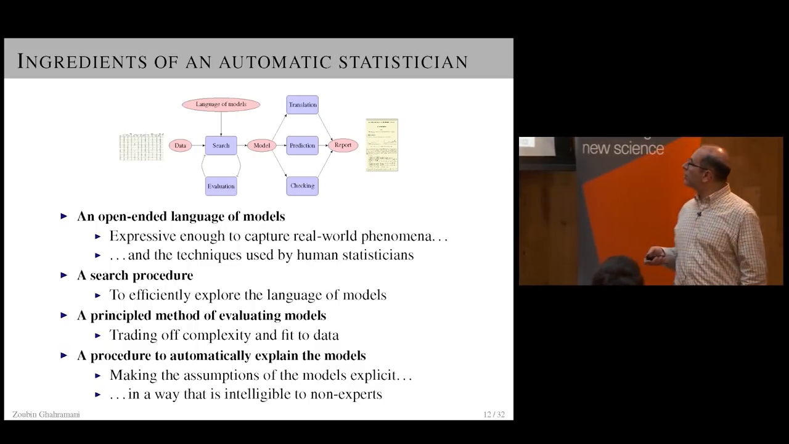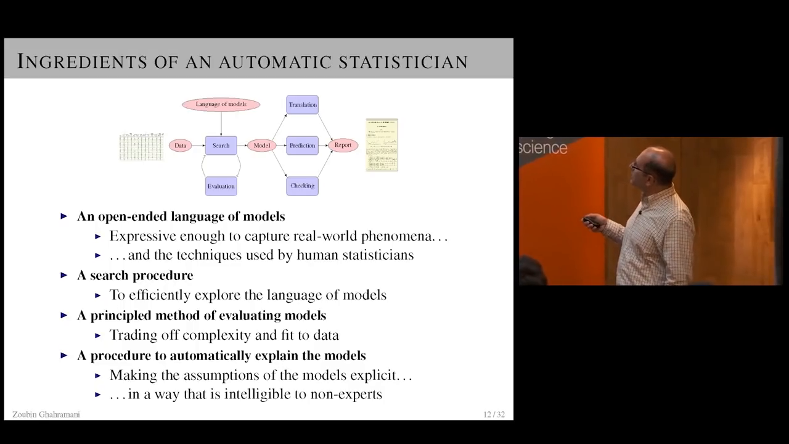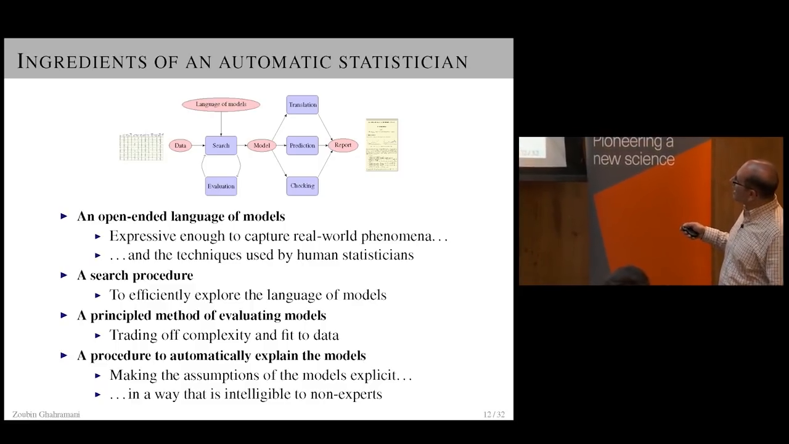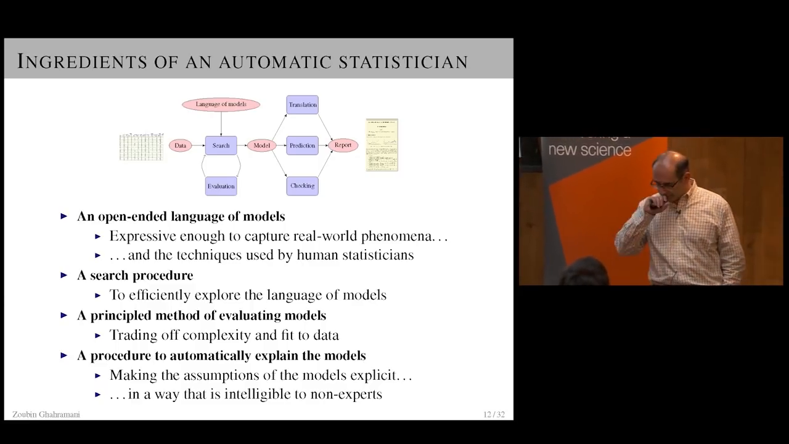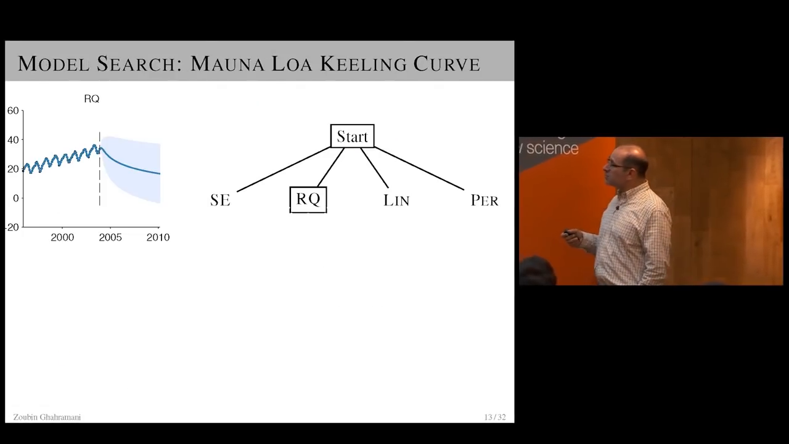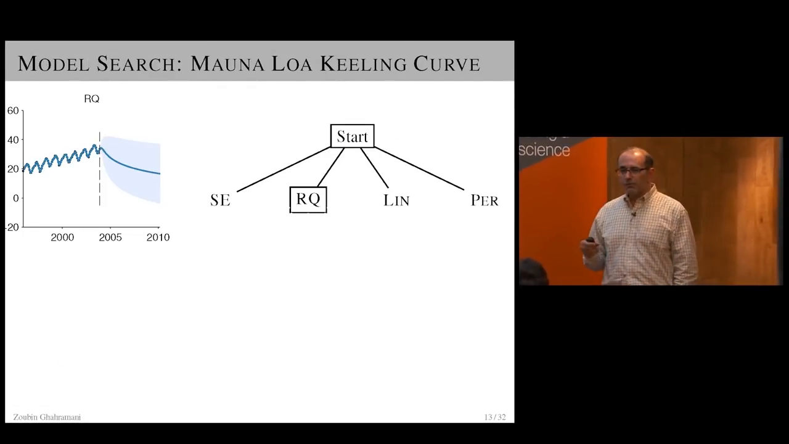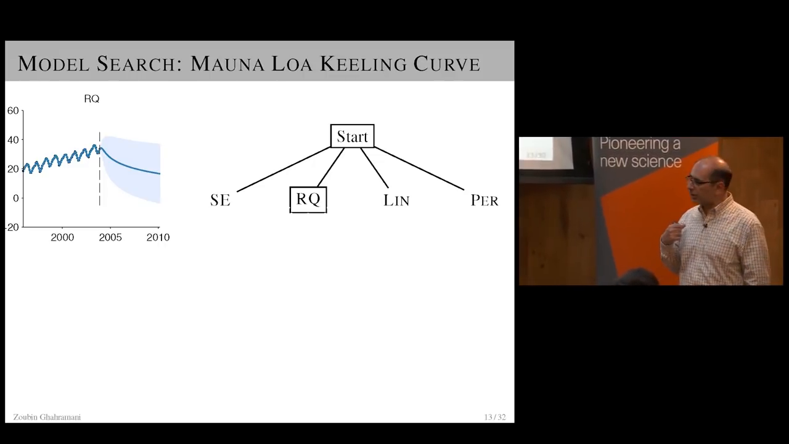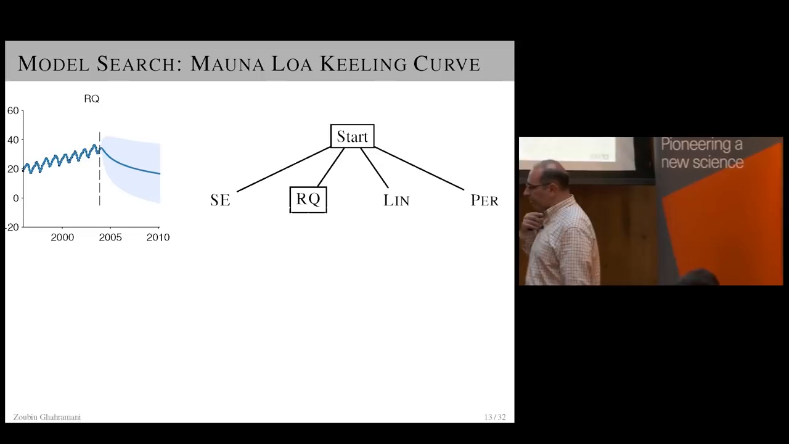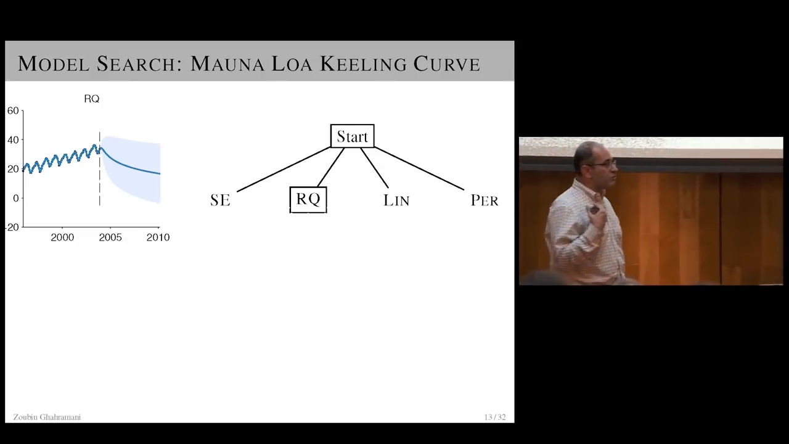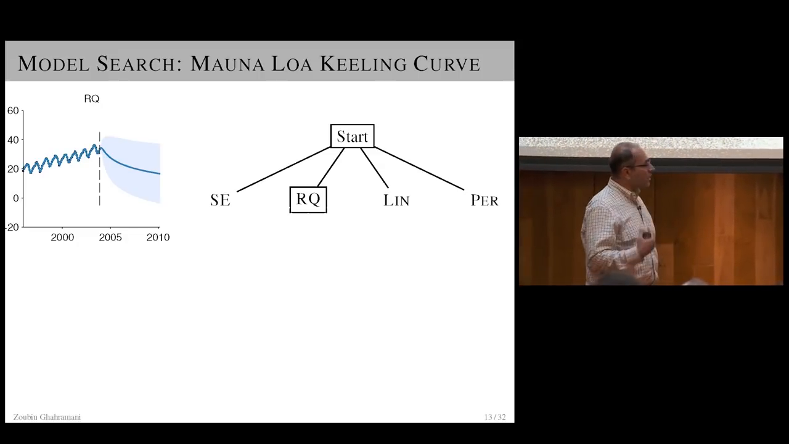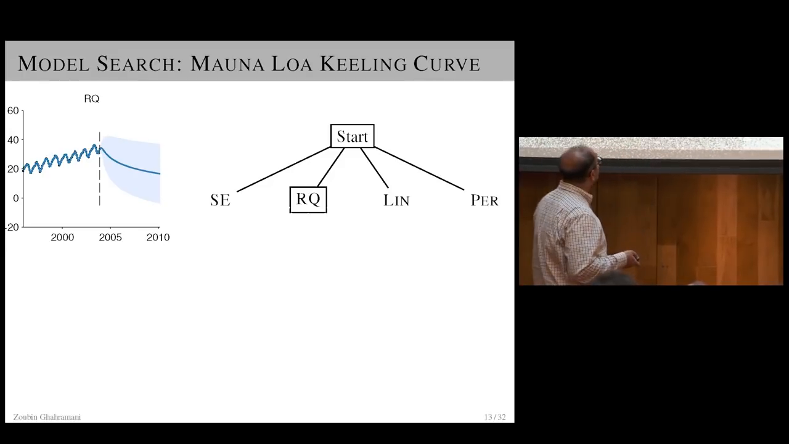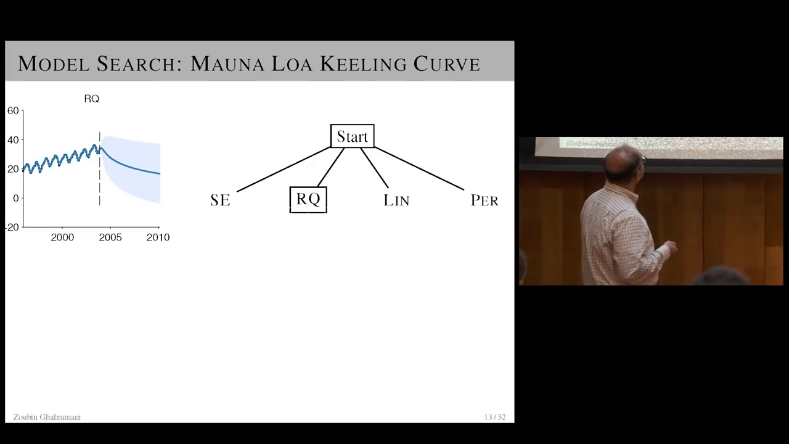Okay, so now with those ingredients, let's put them together and look at the search space and the evaluation of models. So in terms of search, here's what we do. And I always like this, even just for practical purposes when you do data analysis. You want to start from simple models and move towards more complicated models. And that's exactly what we implement in our automatic statistician.